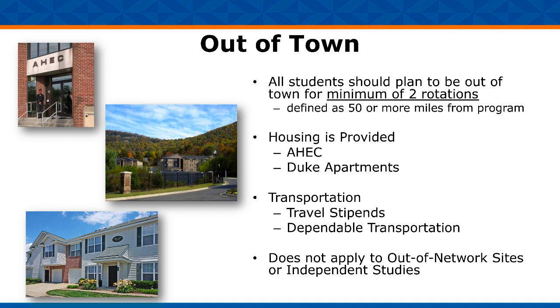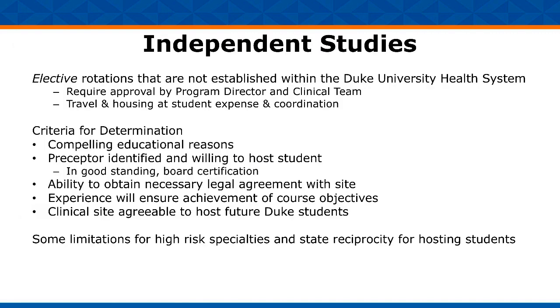As I mentioned previously, funding and logistical support for housing applies only to in-network sites. So if students are interested in one of the out-of-network sites that I spoke about earlier, or proposing an independent study, which I'll talk about in just a moment, then travel and housing is at the student expense and is up to them to coordinate. Independent studies are opportunities for students to propose elective rotations which are currently not established within the Duke Health system. This does require an application process and approval by the program director and clinical team, and as I mentioned, travel and housing is at the student expense.